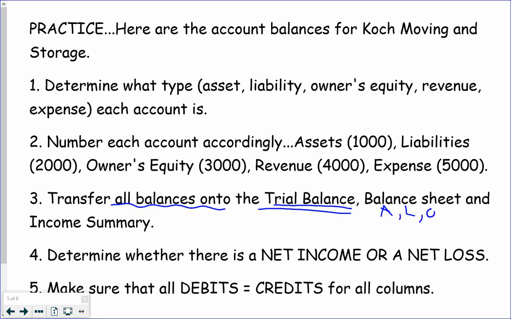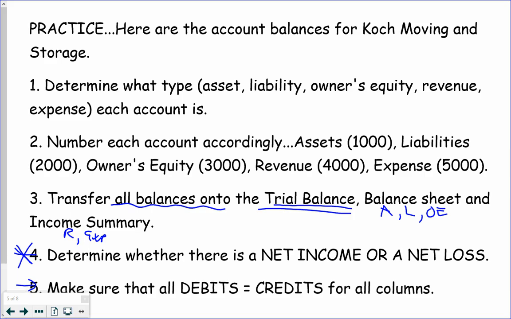Assets, liabilities, and owner's equity get put onto the balance sheet. Revenue and expenses get put onto the income summary. This is the new piece. We're going to determine if it's a net income or a net loss, and then we're going to make sure that debits equal credits for all of our columns once we're done.